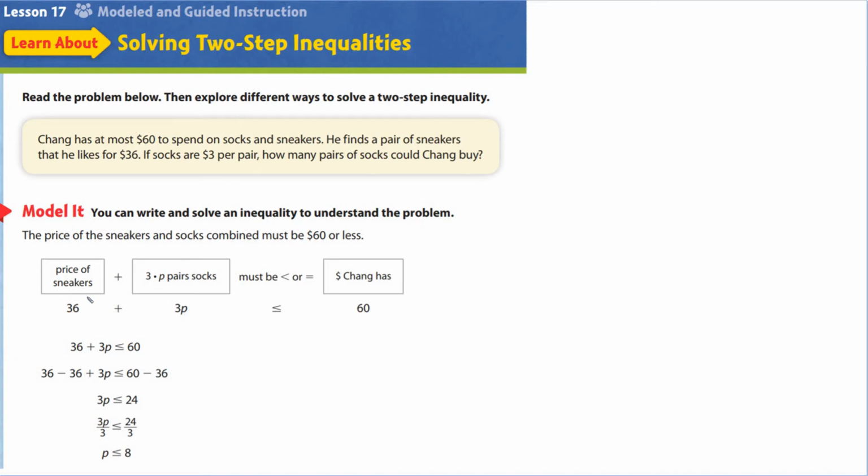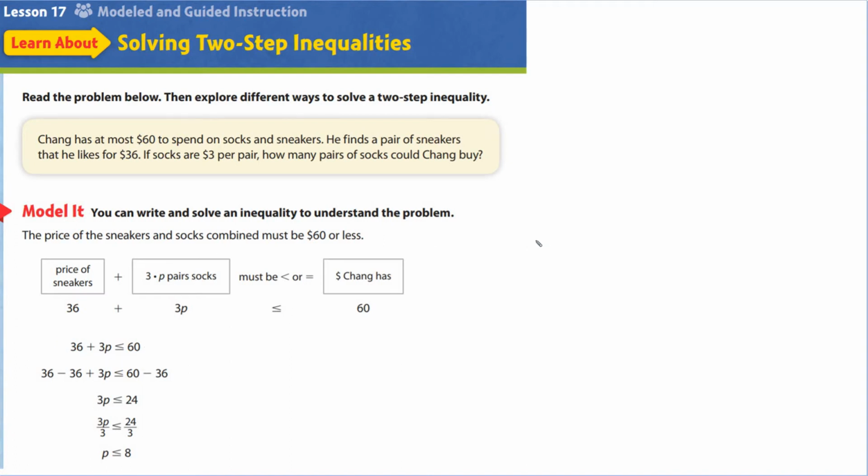So we do 36 for the price of the sneakers plus 3p for however many pairs of socks he can buy at $3 per pair. It's going to be less than or equal to 60. Right? Must be less than or equal to 60 because Chang has $60 in total. So now we're going to combine this and write it as an inequality. There it is. Now let's solve this two-step inequality.